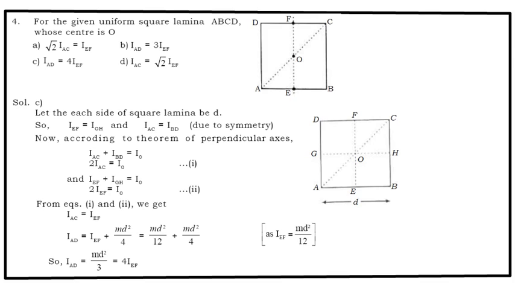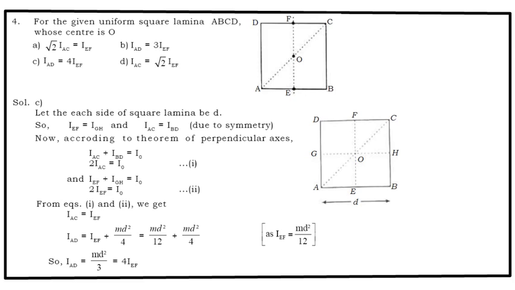Now I know I_AC plus I_BD is equal to I_O, by the perpendicular axis theorem. So 2 I_AC is equal to I_O, because I_AC is equal to I_BD. I also know I_EF plus I_GH is equal to I_O, perpendicular axis theorem again. So I get 2 I_EF is equal to I_O. From these two expressions, I get I_AC is equal to I_EF.